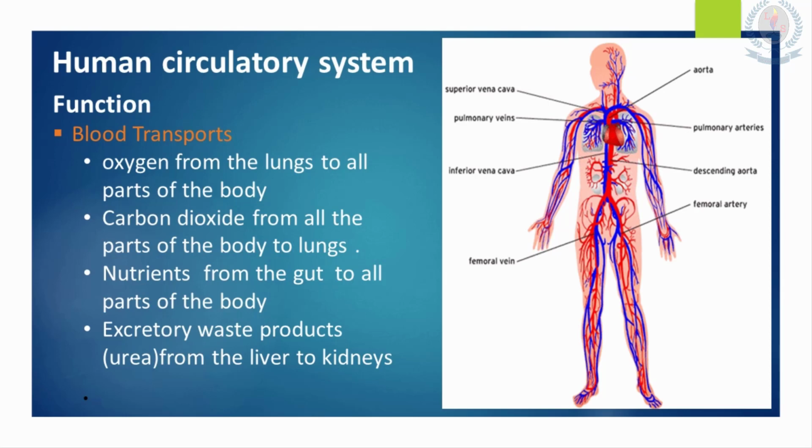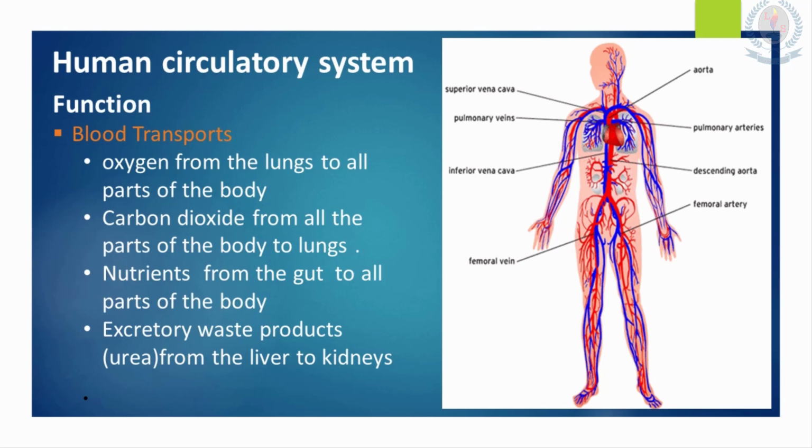Now let's see what the human circulatory system is. As you can see in this picture, the circulatory system carries blood and dissolved substances to different places in the body. The heart has the job of pumping these things around the body, and the heart and the blood vessels together make up the circulatory system. So the main function of the circulatory system is carrying blood and dissolved substances to different parts of the body.